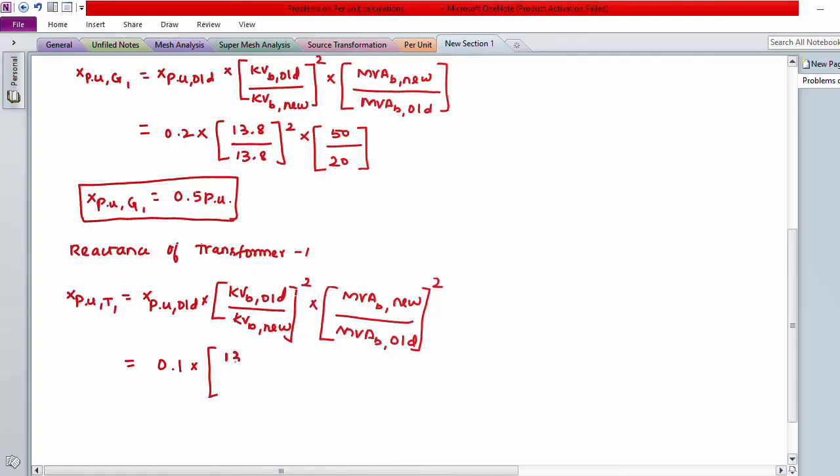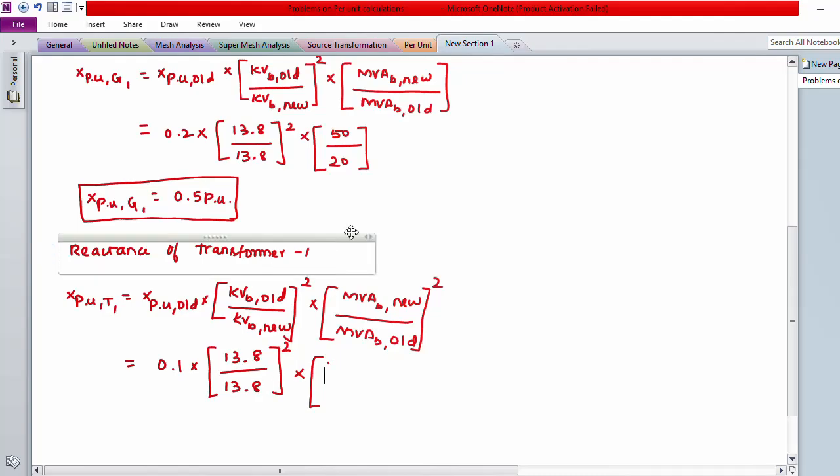So kVb old value is 13.8. The base value is also 13.8. So 13.8 divided by 13.8, the whole square, into MVAB new value is 300. What is the MVAB new value?